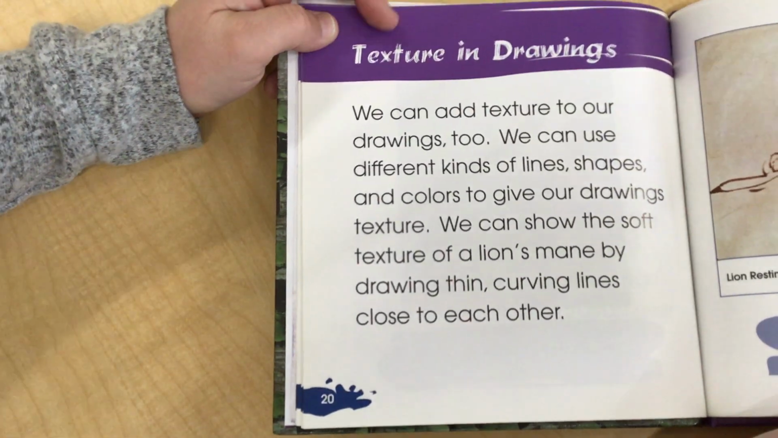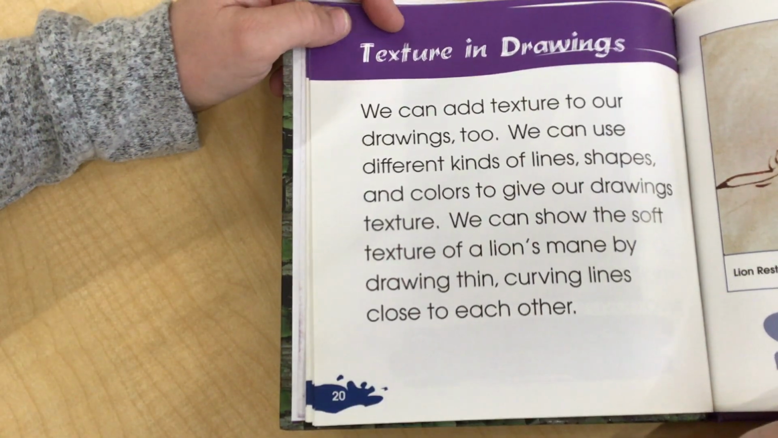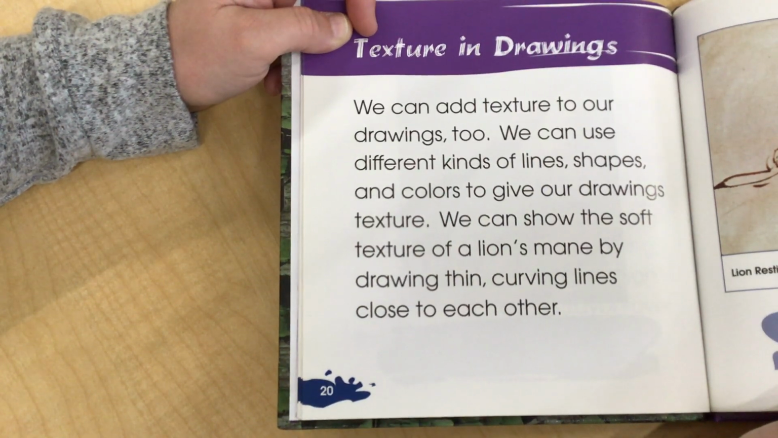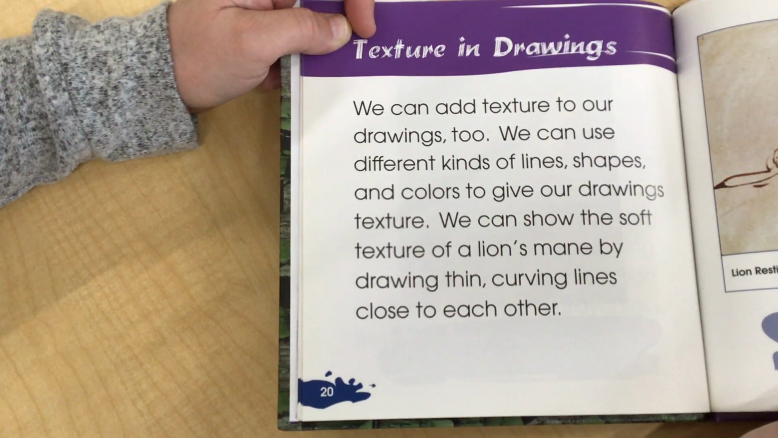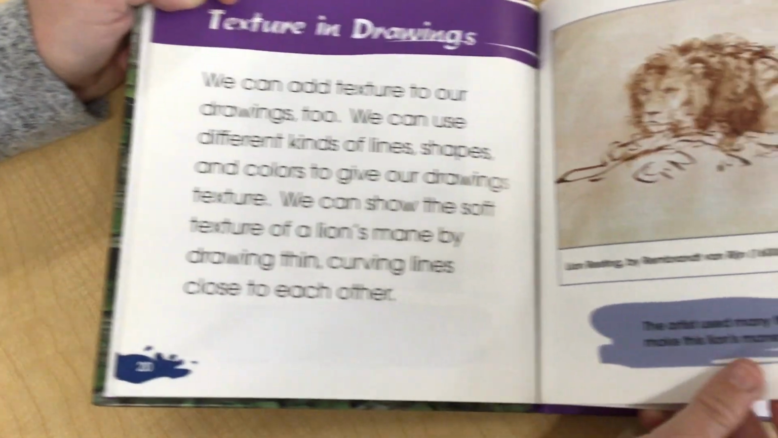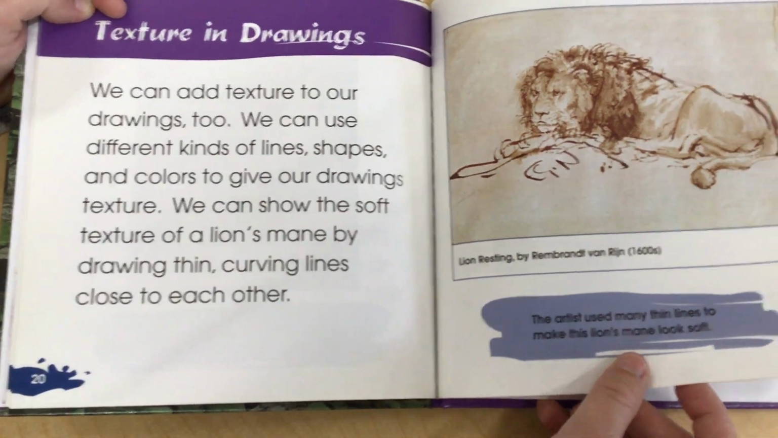Texture in drawings. We can add texture to our drawings too. We can use different kinds of lines, shapes, and colors to give our drawings texture. We can show the soft texture of a lion's mane by drawing thin, curving lines close to each other. The artist used many thin lines to make this lion's mane look soft.